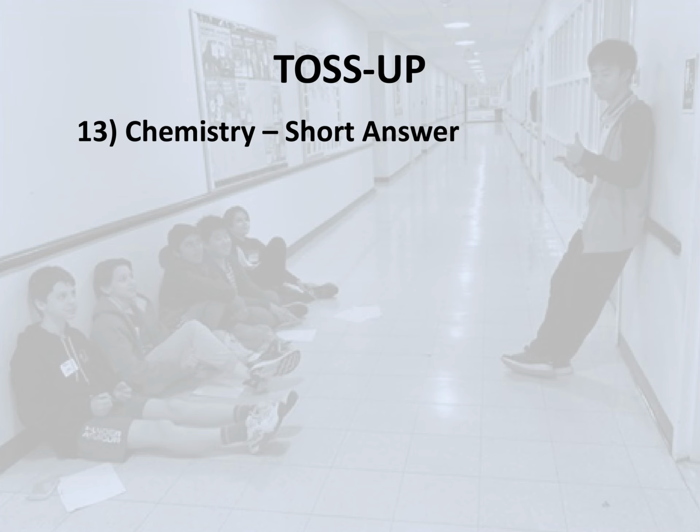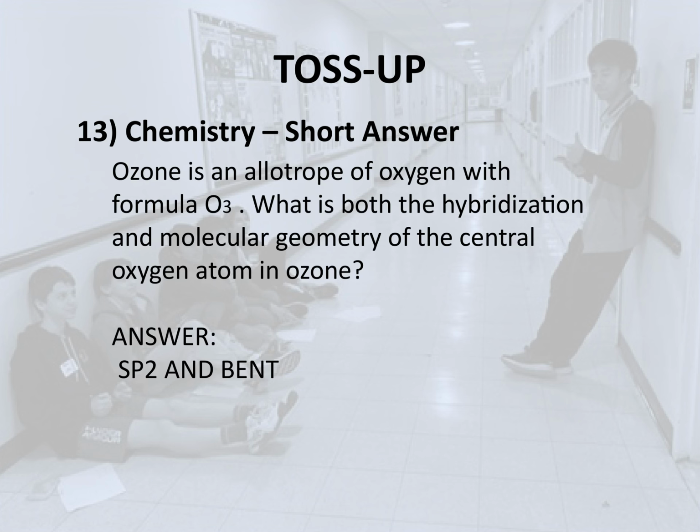Toss-up, 13. Chemistry, short answer. Ozone is an allotrope of oxygen with formula O3. What is both the hybridization and molecular geometry of the central oxygen atom in ozone? Answer. sp2 and bent.